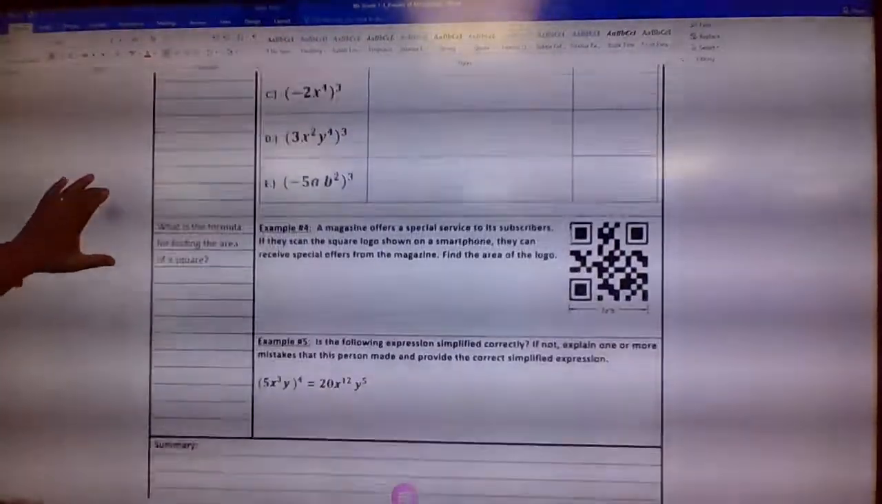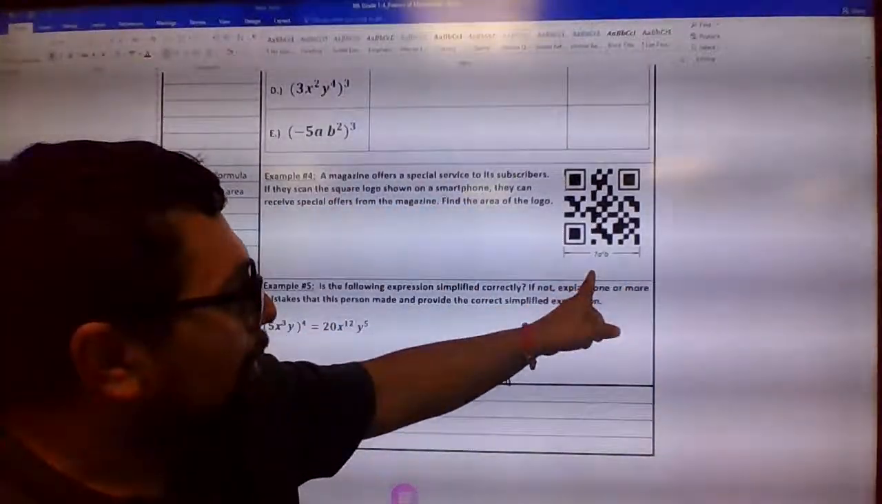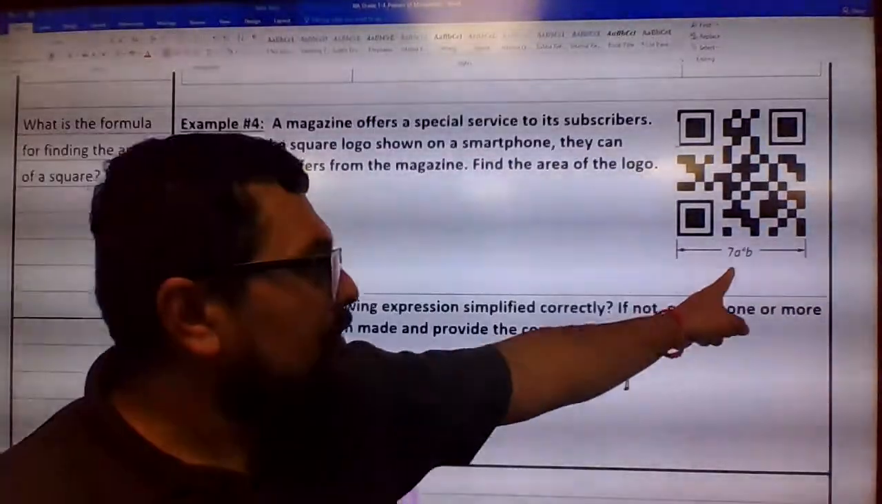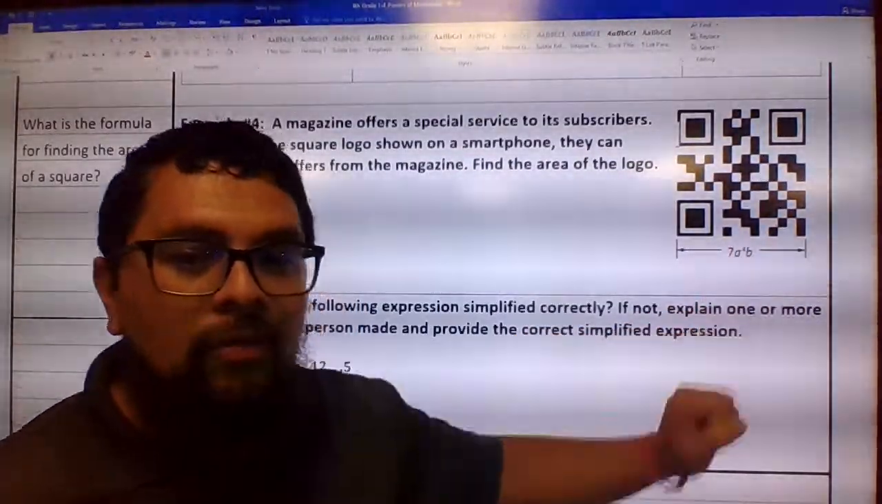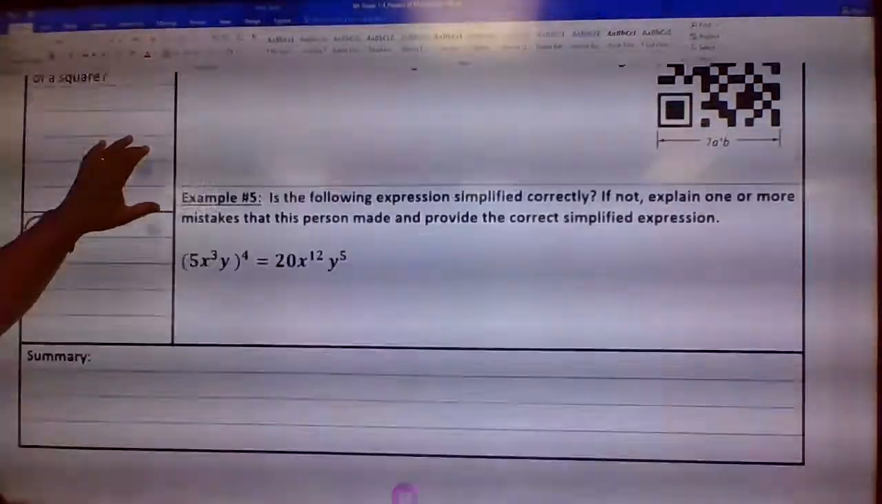And then we went ahead and did this. On this one, remember, the length was the same. So the length was also 7a to the fourth b. So we multiplied this twice, and then we found out this is not the same.